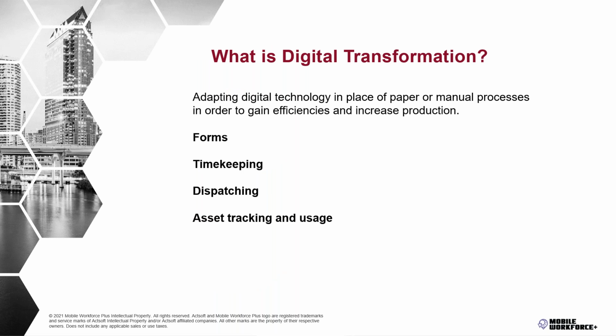Great, thanks, Ken. So let's start by talking about the definition of what is digital transformation. It's basically the process of adapting to digital technology to replace paper or manual processes in order to gain efficiencies and increase production. We see that this can be done in several ways, but most commonly in these 4 areas. For example, for forms, taking things that are being filled out on paper and digitizing them to be filled out on a mobile device or through an application.